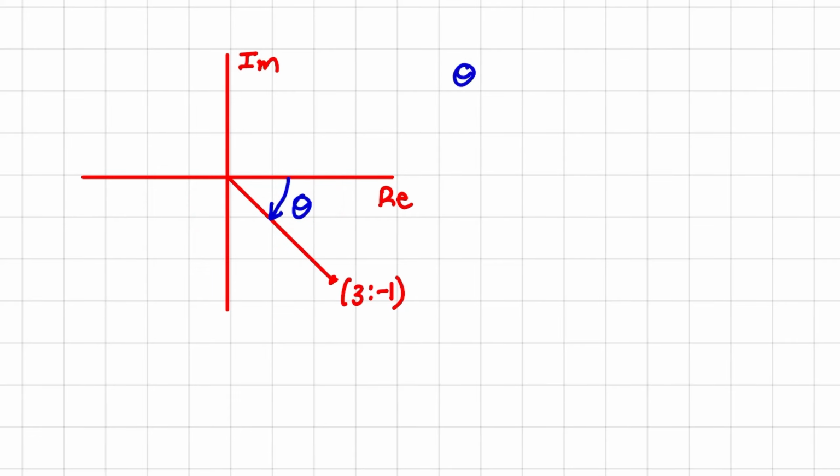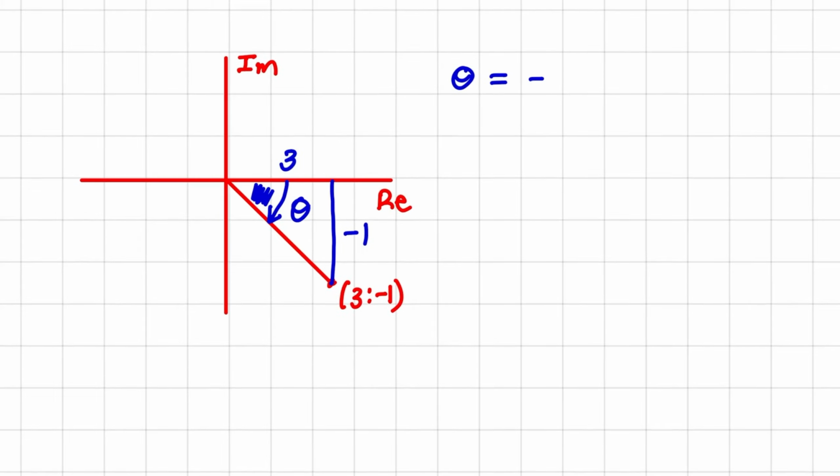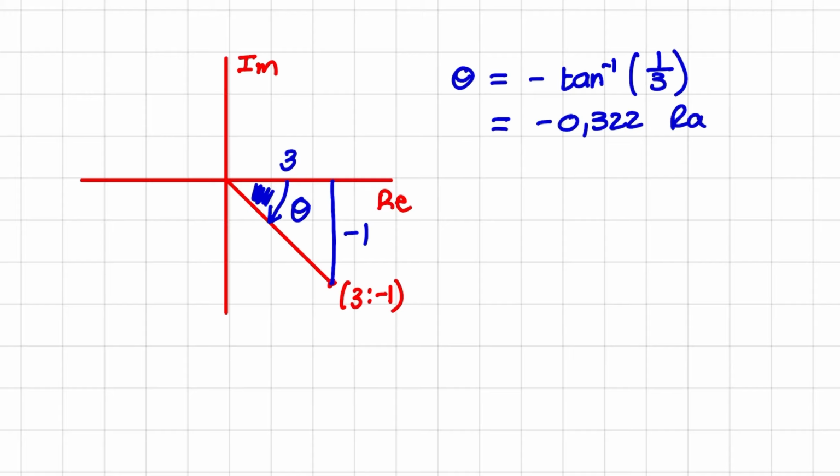So to find the argument, I would again use the tangent in that triangle. So I'll find a reference angle where I have the adjacent side as 3 and the opposite side as negative 1. But remember, for the reference angles, we use absolute values. So theta would be equal to negative, because we move in a negative direction, the arctan of the opposite over the adjacent, which is 1 over 3. And when I simplify, I have minus 0.322 radians. And that is how we find the argument of a complex number.